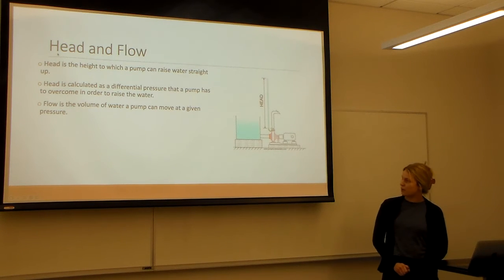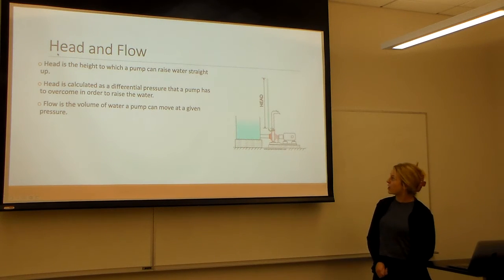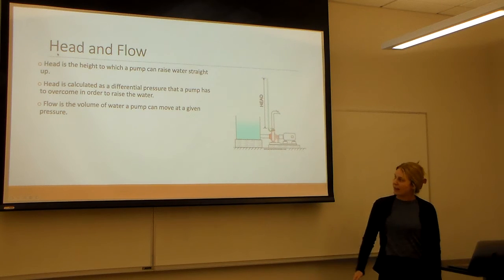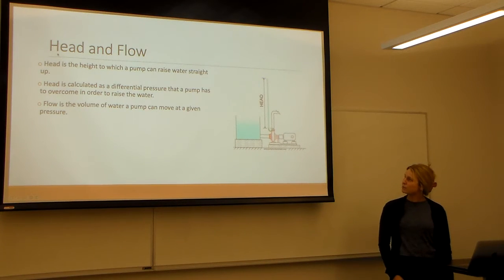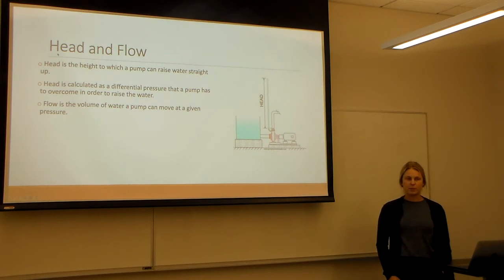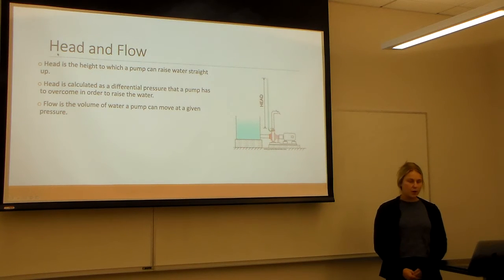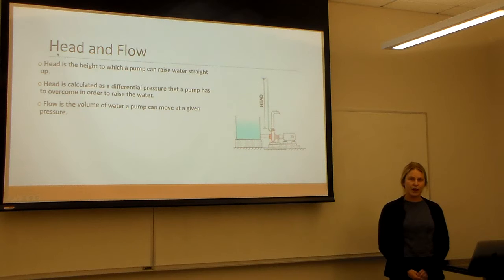So here's a little bit more on what you need to know before you look at your pump curve. So head and flow. Head is the height to which a pump can raise water straight up, as you can see in this diagram here. And it's calculated as a pressure differential that the pump has to overcome to raise the water. And this is important to know because this can be affected by the way your piping is, or some valves or fittings and stuff like that. And then flow is just the volume of water that a pump can move at a given pressure.